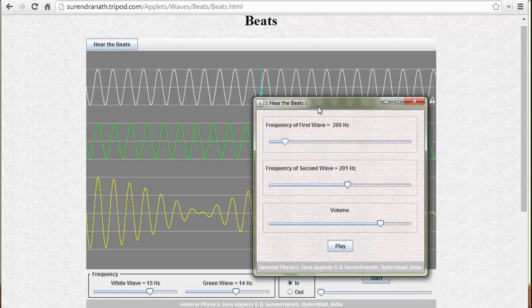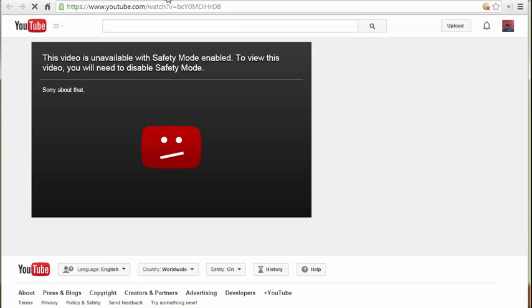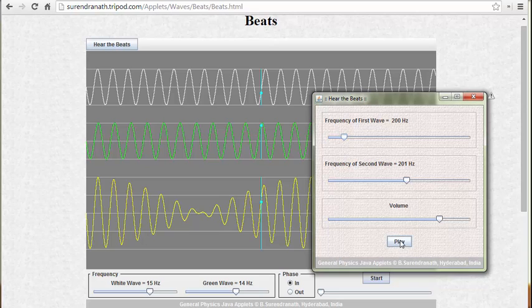So here we can't do 15 and 14 because that's out of the audible range. So if we go 200 and 201, we'll go ahead and play this sound, and we would expect there to be a ringing superimposed on the sounds. So I don't know if that volume's loud enough for you or not. So you hear that kind of woo sound.